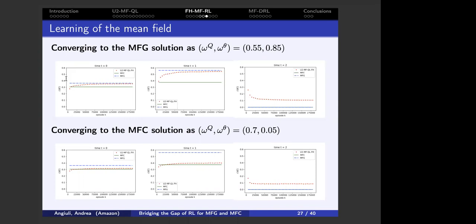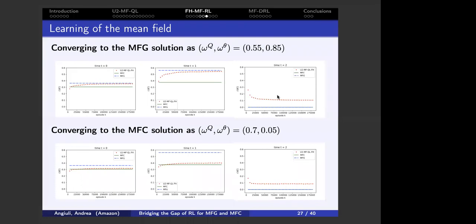So you can see the blue line is the solution of the mean field game, the green line is the solution of the mean field control, and we can see how the algorithm is converging to the solution at each time point.